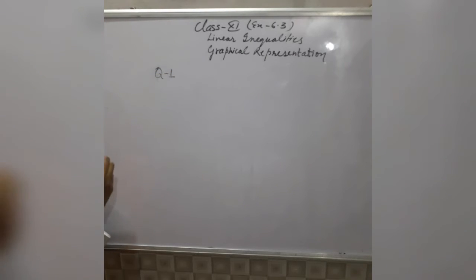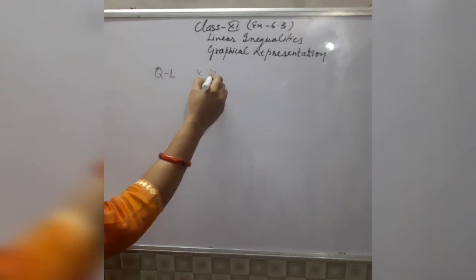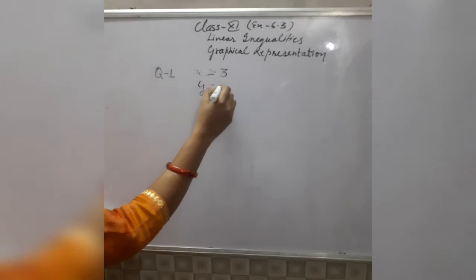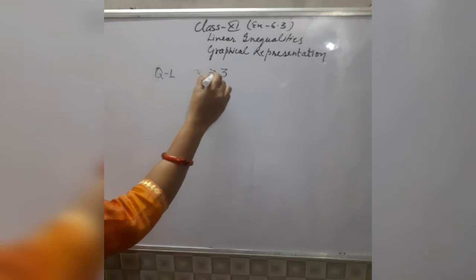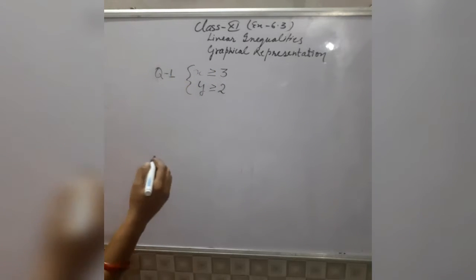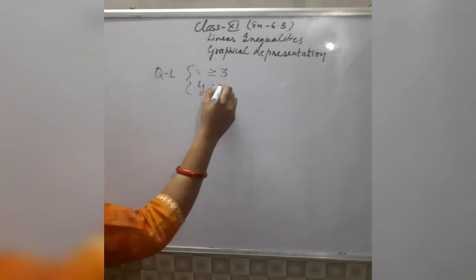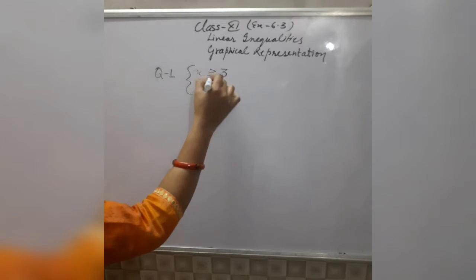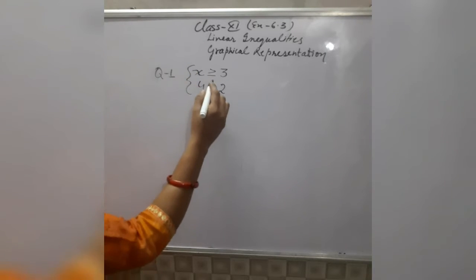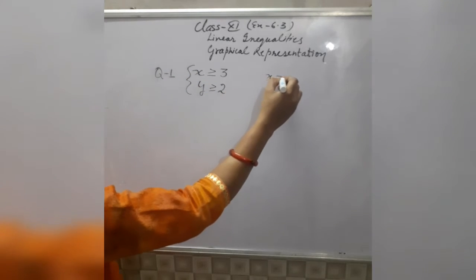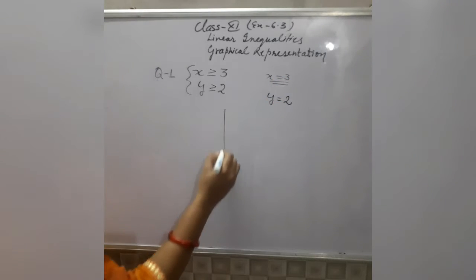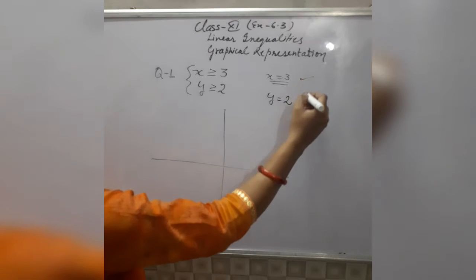See first question. In question number 1, the linear inequalities are, first is x greater than or equal to 3 and second is y greater than or equal to 2. We will plot the graph of this. When you draw the graph of a straight line, in place of the inequality sign you can take the equal to sign. Here if you take the equal to sign, it becomes x equal to 3, and in the second equation it becomes y equal to 2. Now what is the graph for x equal to 3 and y equal to 2?